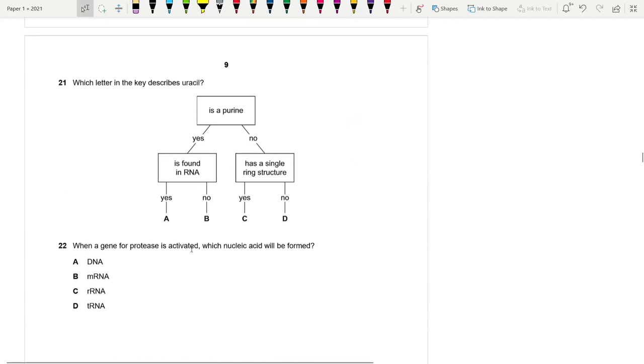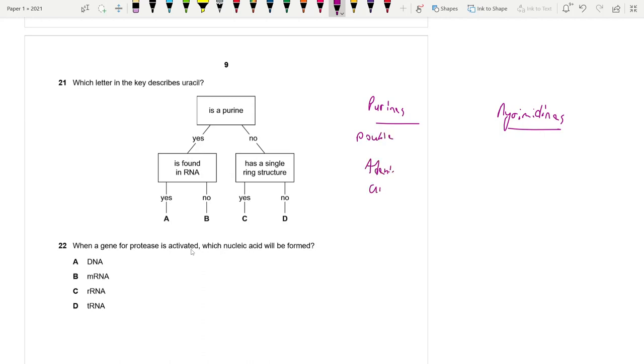21. Which letter in the key describes uracil? Okay guys, short lecture on bases. They are either purines or pyrimidines, right? Purines, the name is shorter, but they're double ring structures. That's adenine and guanine. What about pyrimidines? We have thymine, we have cytosine, single ring structures. We also have uracil. Uracil is a pyrimidine, sorry, it has a single ring structure. So it should be C.